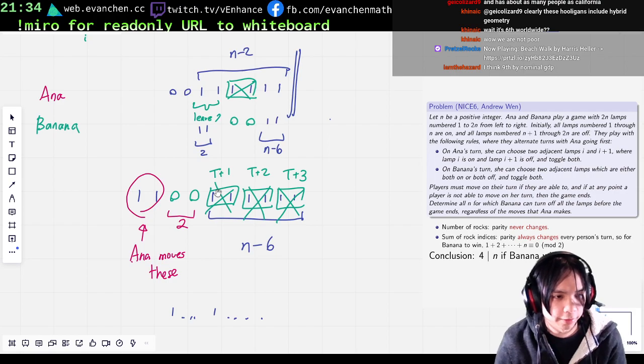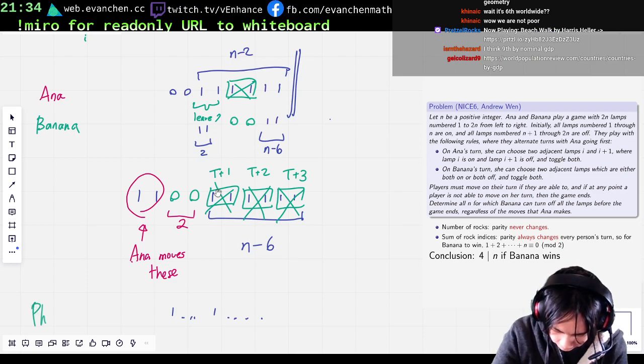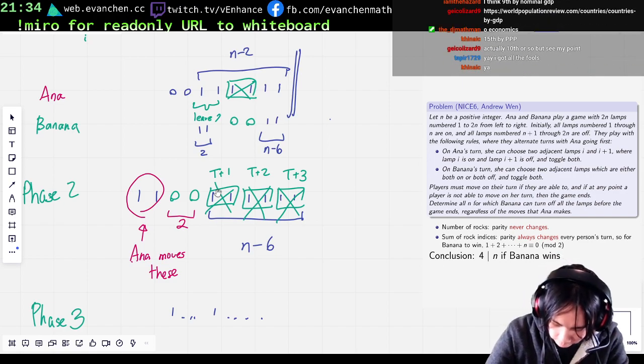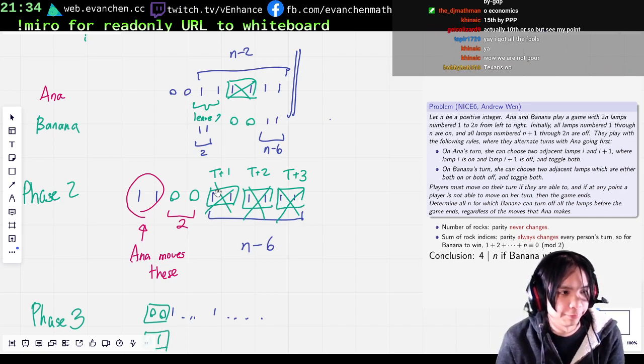And now that there's 2 ones, again, Anna isn't going to get stuck anytime soon. So we go to what's called phase 3. This was phase 2. Phase 1 was the part where we got to here. Phase 3, Banana goes back to what she was doing before, where she keeps toggling 0s and 1s to the left of the leftmost one.